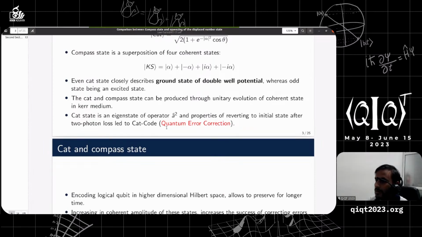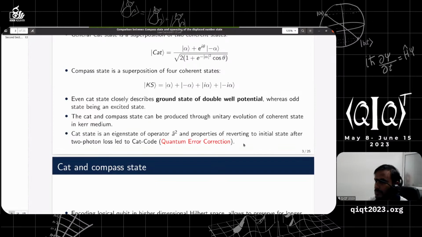The cat state is an eigenstate of the square of the annihilation operator, while the compass state is an eigenstate of the fourth power of the annihilation operator. The cat state and compass state have the property of coming back to the original parity state after losing 2 photons for the cat state, and after losing 4 photons for the compass state. This is also beneficial in quantum error correction, because if any information is defined in either the cat state or compass state, because of the reverting to the initial state after loss in the cavity, our information can be obtained.